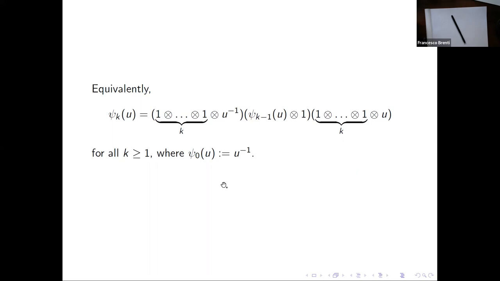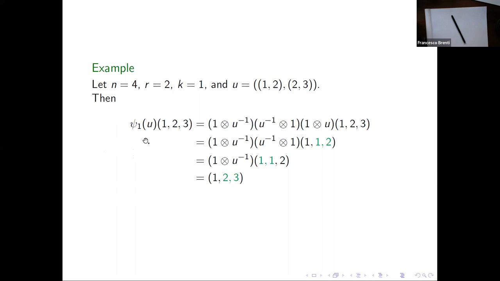So let me give you an example. Take n equals 4 and r is 2. So this is a 4 by 4 discrete square, and I take k equals 1. For my permutation, I take a very simple one, this simple transposition that exchanges (1, 2) and (2, 3). And I want to compute psi one of u. This is going to be a permutation of 4 cubed, so of the three-dimensional discrete cube of side 4. And I want to compute this permutation on the point (1, 2, 3).